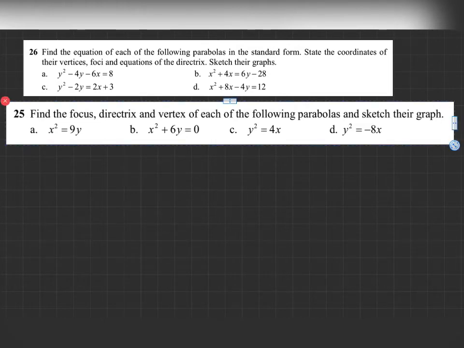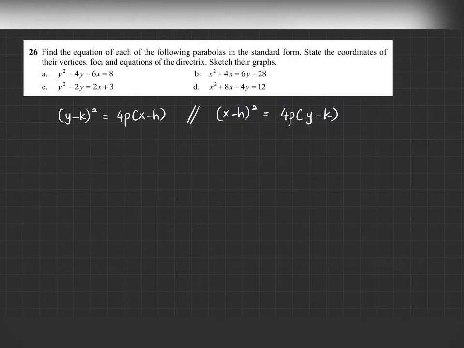So today we are going to look at question number 26. Question 26 asks us to find the equation of the parabola in standard form. Then it asks us to list the vertex, focus and the equation of the directrix for each parabola, and lastly to sketch the parabola itself.